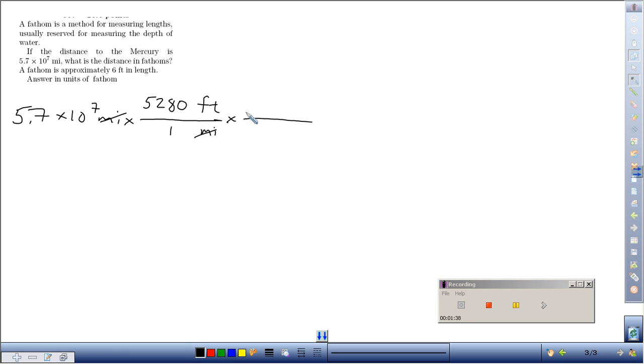Now I want to get from feet to fathoms. So I have feet in the top, so I'm going to put feet in the bottom, abbreviate FT, and I want to get to fathoms. I don't know what the abbreviation for fathoms is, so I'm actually going to write fathom. And I know that 1 fathom is the same as 6 feet. So now feet goes away because it's on the top and the bottom. So now the only units left on the top are fathoms, and there are no units on the bottom. So my units here are going to be fathoms.